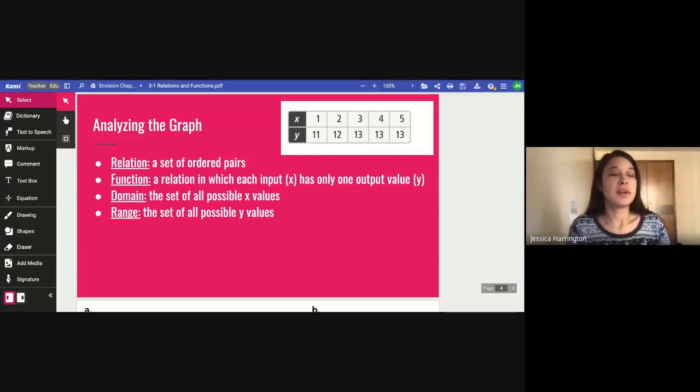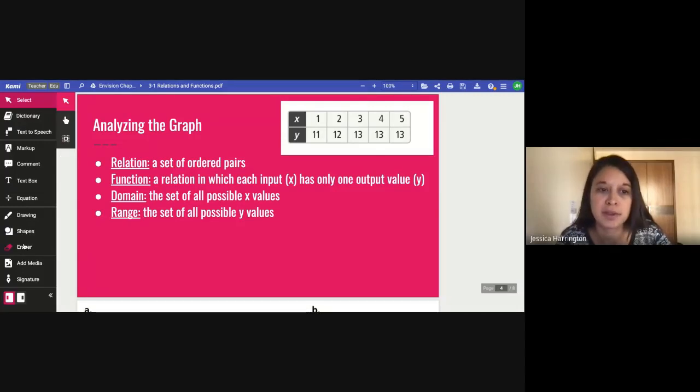So this is where we have to check, well, it could be a function too. A function is when each x value, or each input, has only one output. So when I look at x equals 1, what is it allowed to be? Well, it's only allowed to be 11. That's okay, it only can have one output. When x equals 2, it's only allowed to be 12. That's okay. And when x equals 3, it's only allowed to be 13. So yes, it actually is a function because for each x value, there's only one y value.